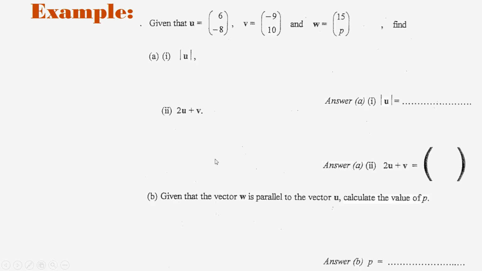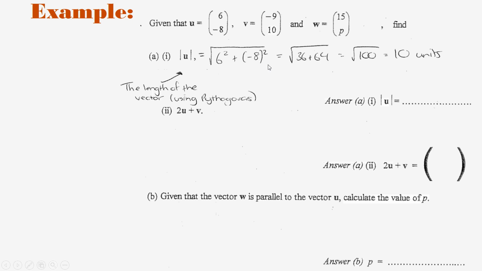Another example. Given that lowercase u equals this one, v equals that one, and that vector equals this one. Notice p is unknown. Find the magnitude of u. So for the magnitude of u, you've got one leg here, you've got the other leg here. You can just use Pythagoras on that. The length of the vector using Pythagoras is what it's asking for. So notice I use Pythagoras' theorem. It's always a hypotenuse in this case, if it's a diagonal.